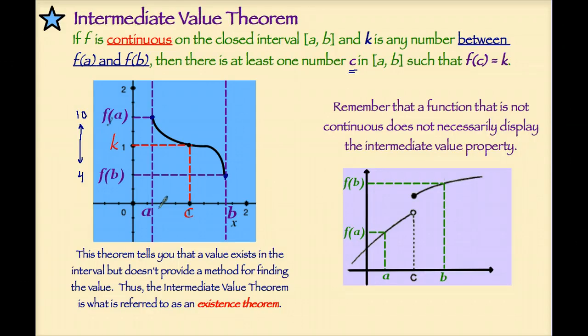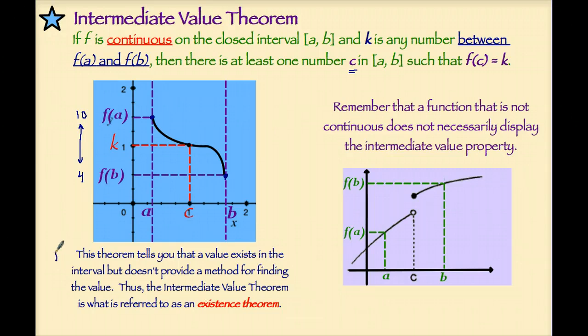Therefore, there must be a value between a and b which generates every function value between f of a and f of b. So the idea is any k that you choose between f of a and f of b must exist. Therefore, a value between a and b must generate that function value. That's the intermediate value theorem.